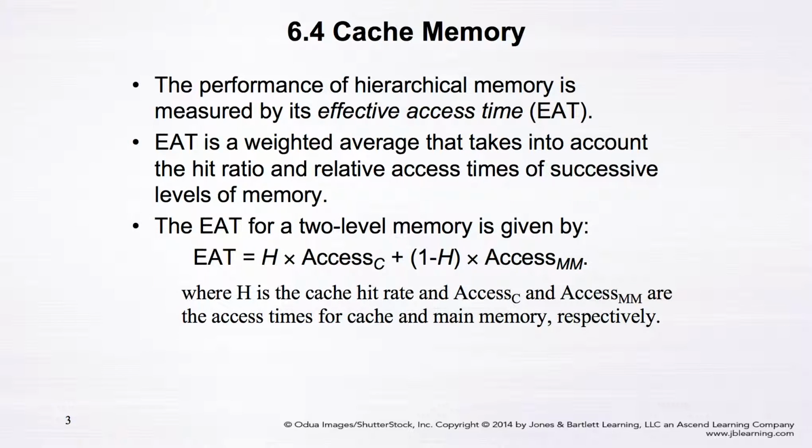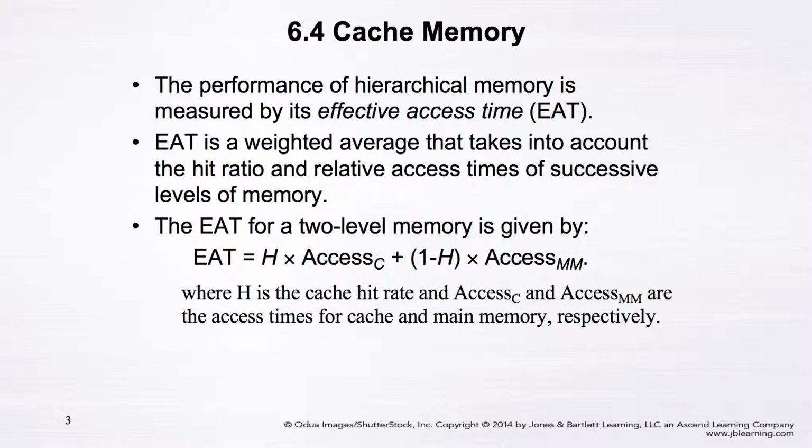The performance of a hierarchical memory is measured by its effective access time, EAT. Basically, EAT is a weighted average that takes into account the hit ratio and the relative access time of successive levels of memory. The equation to compute EAT for a two-level memory is: EAT = H times access C plus (1 minus H) times access MM. H is the cache hit ratio, and access C and access MM are the access times for the cache and the main memory respectively.